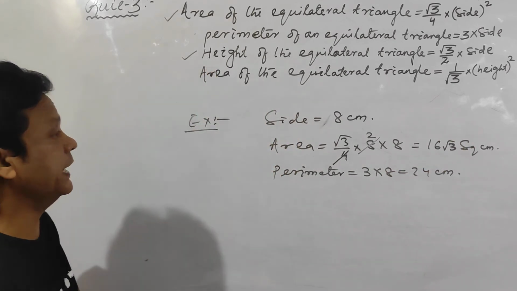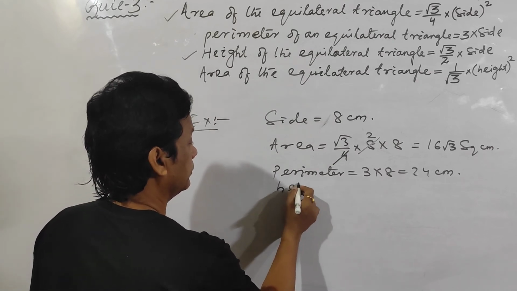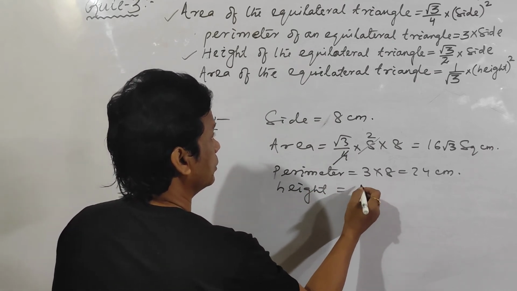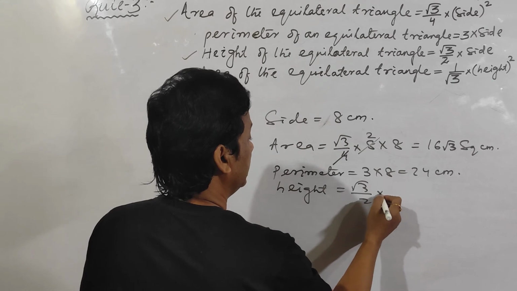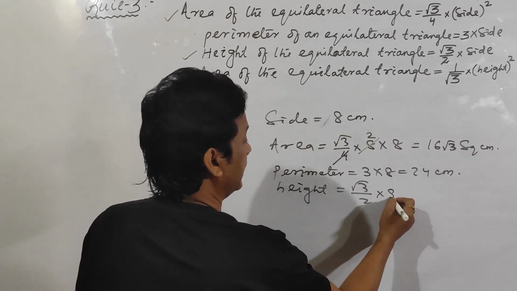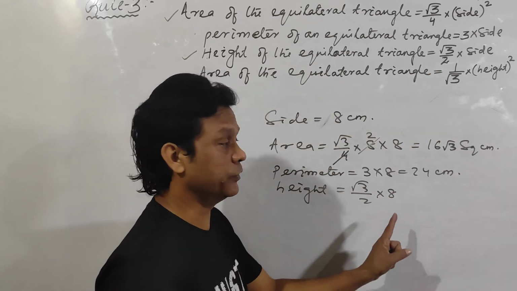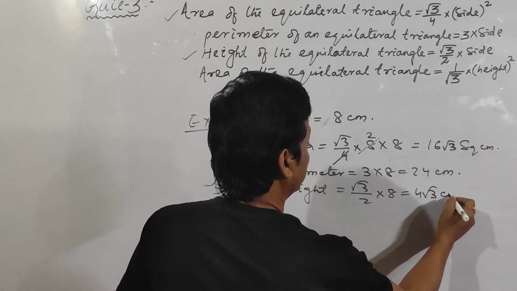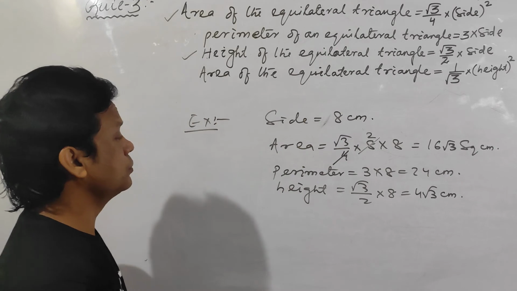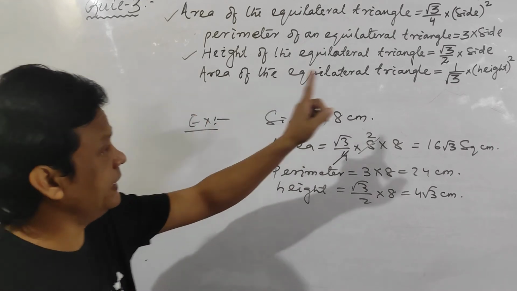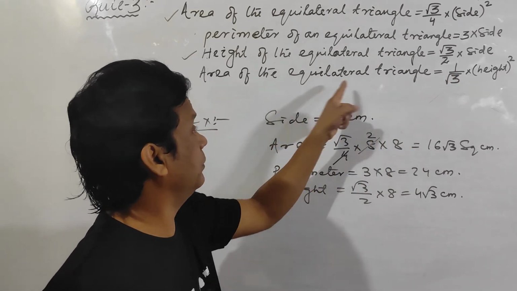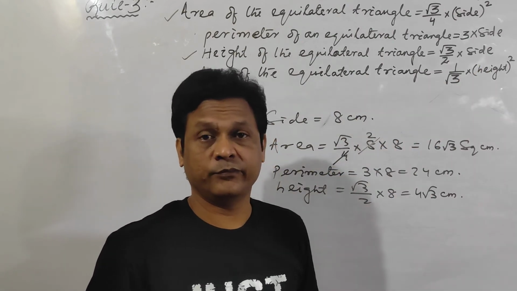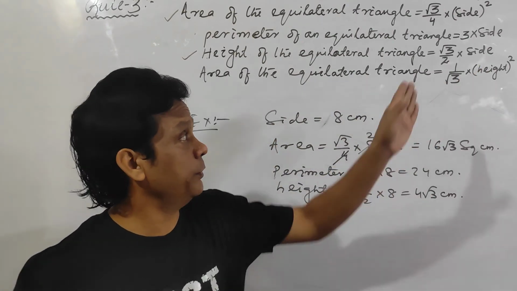Okay. Then what is the height of the equilateral triangle? Height is equal to root 3 by 2 into side. Your side is 8. So 2 and 8 cancel out, it will become 4, so 4 root 3 centimeters. Okay. So in this way, if the height is given, then you can find the area as 1 by root 3 height square. You can apply it directly. You should remember this formula.